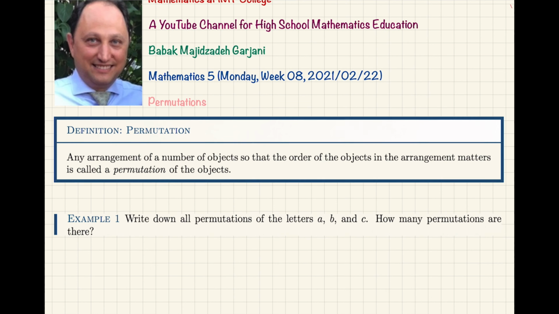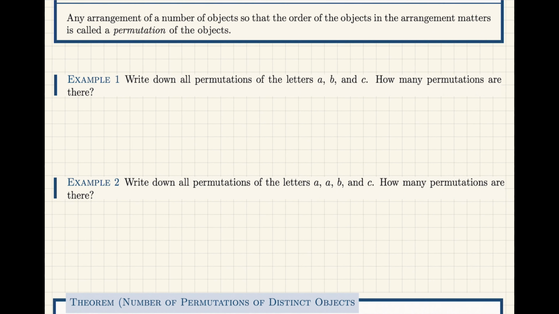Okay? So, for example, write down all permutations of the letters A, B, and C. How many permutations are there? Okay, so I want to write all possible arrangements of these three letters A, B, and C as my objects. I can start with an A, and then after that will come a B, and after that will come a C. This is one possible arrangement of these three objects, yes?